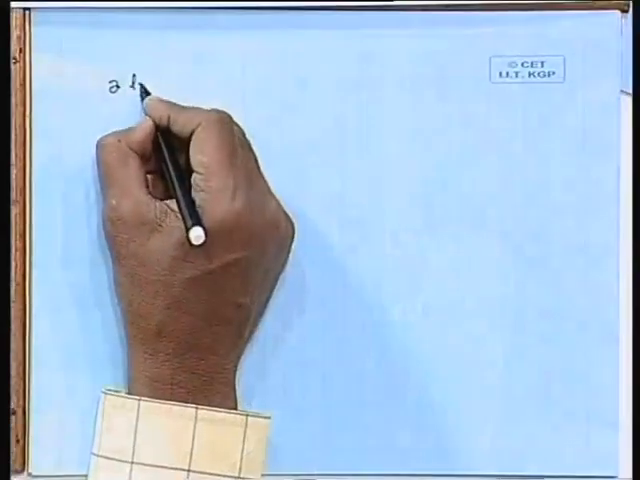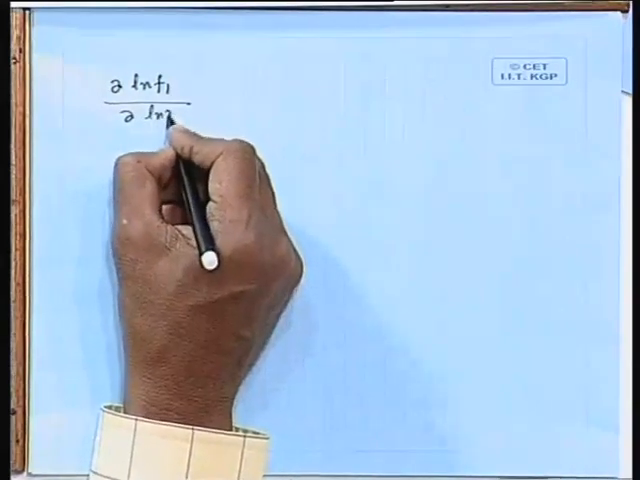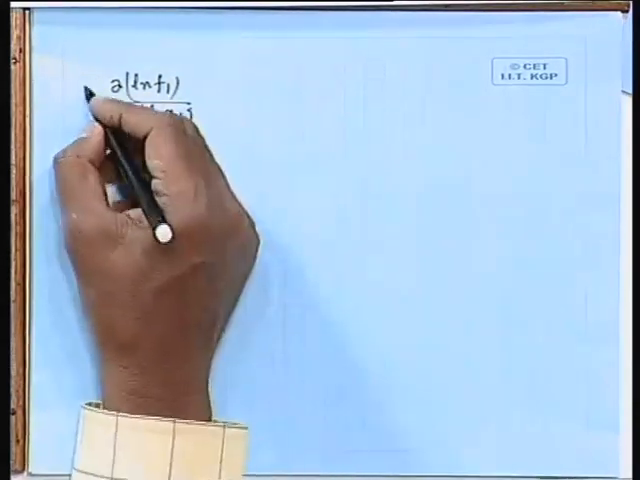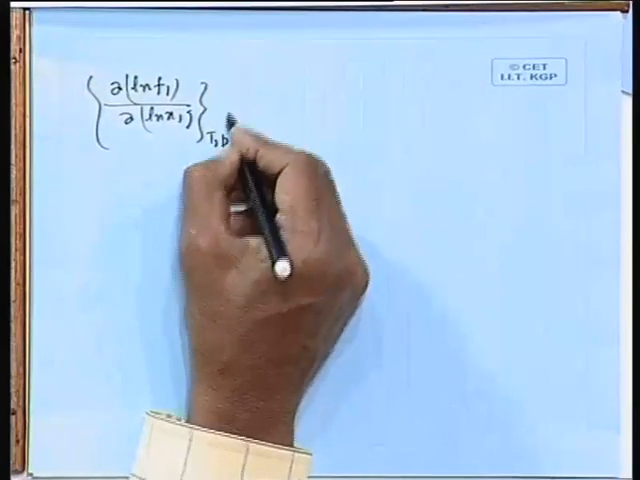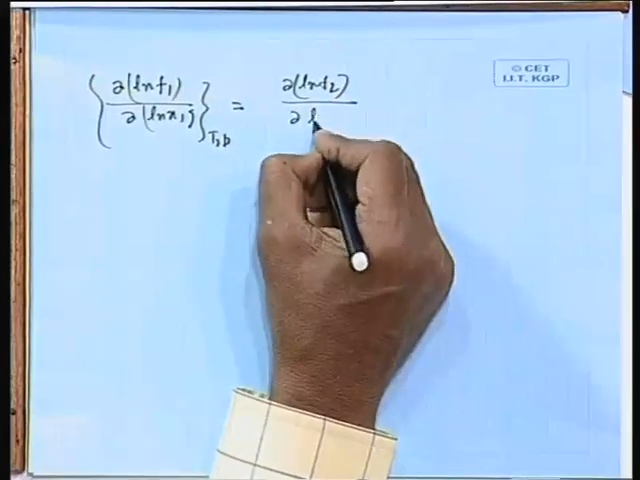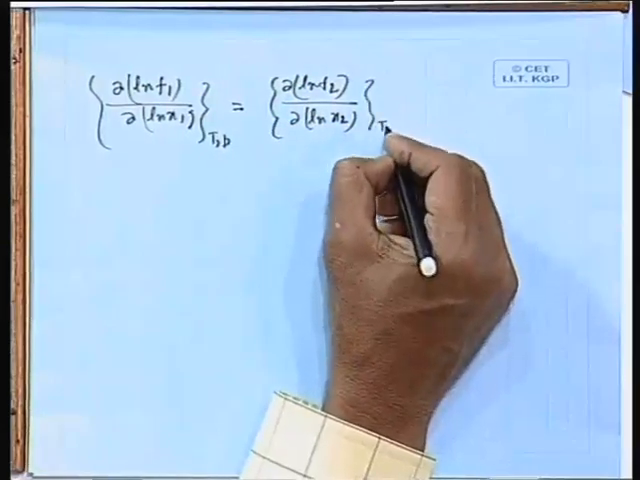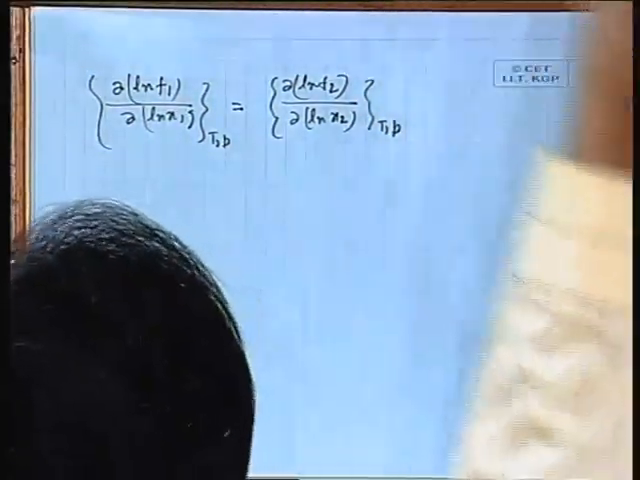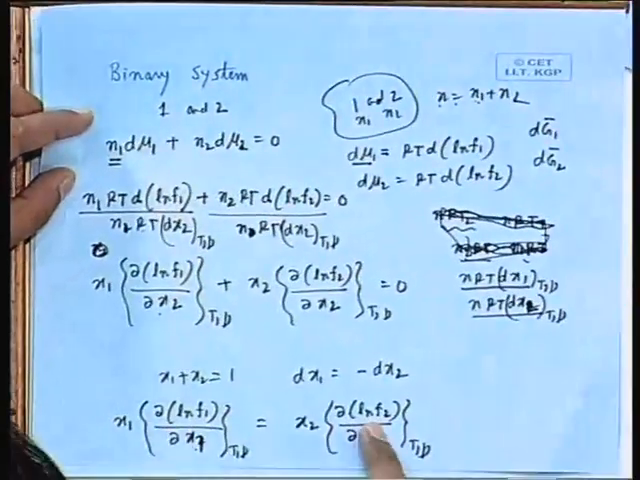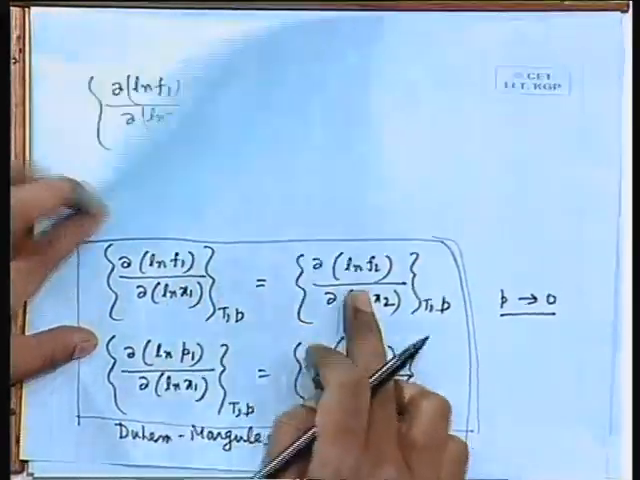How can we prove it? Now if you write the equation, if you remember, just now we have derived del ln F1 by del ln X1, at constant temperature and pressure, is equal to del ln F2 divided by del ln X2, at constant temperature and pressure. Just now we have derived this expression, del ln F1 by del ln X1 equals del ln F2 by del ln X2.